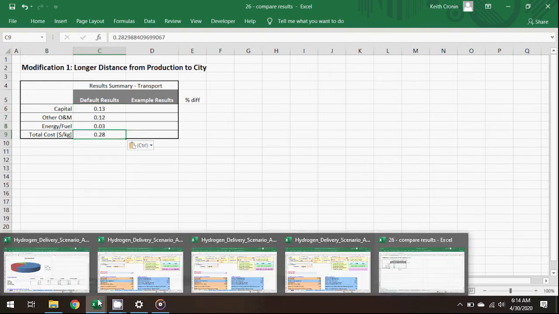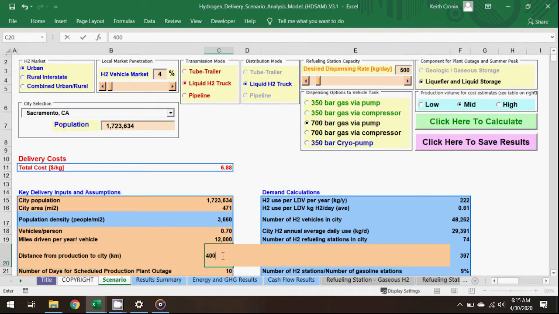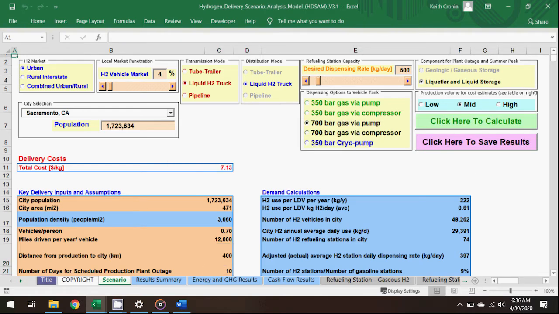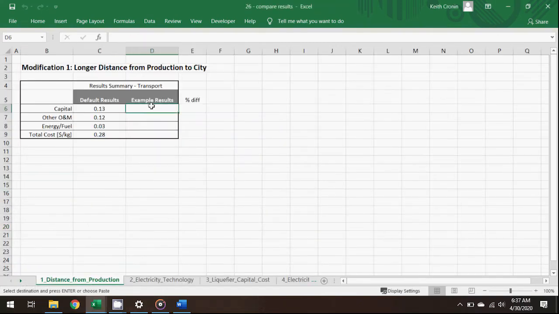Back on the scenario worksheet, I'll change the distance input from 100 kilometers to 400 kilometers, and I'll run the model again. Checking the results, we can see that increasing the trucking distance increased the total delivery cost from $6.88 per kilogram to $7.13 per kilogram. And on the results summary sheet, we see that the trucking cost increased to 53 cents per kilogram, with increases to the capital, O&M, and fuel contributions.